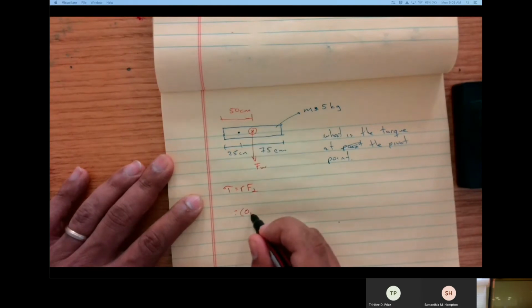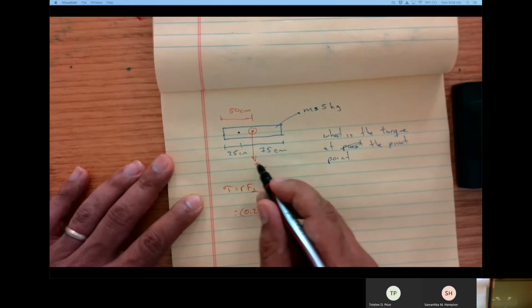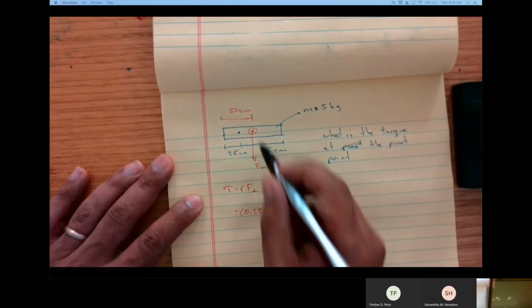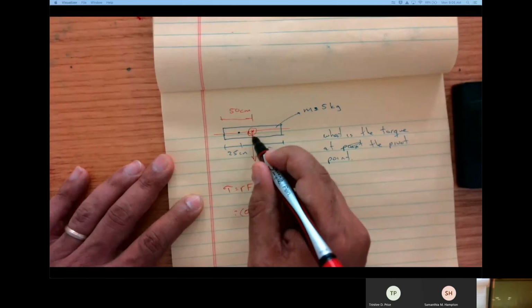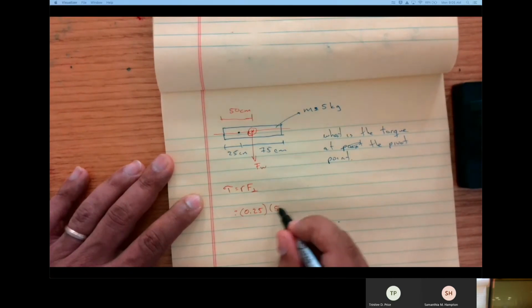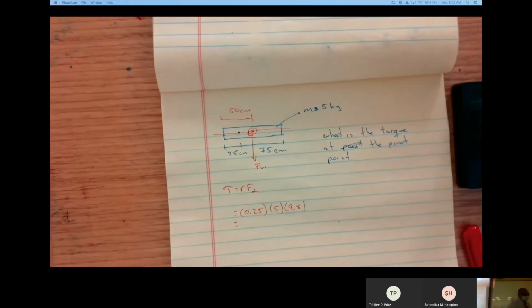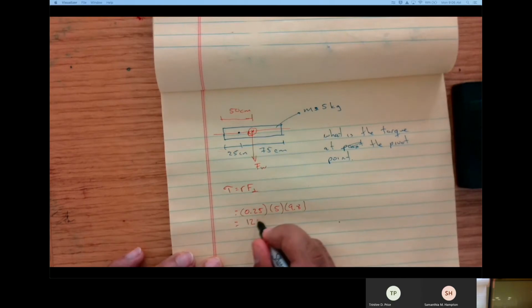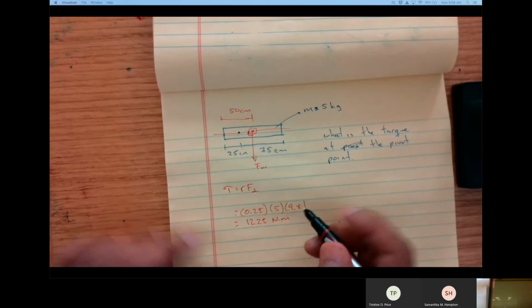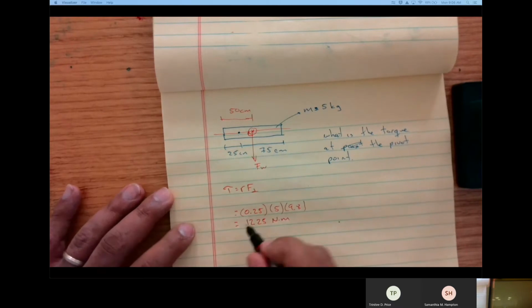I'm going to put it in meters, times the perpendicular force. This is already at 90 degrees, so this is already my perpendicular force. So this will be 5 times 9.8. So I got 12.25 newton meters. It is rotating clockwise, so this will be negative.